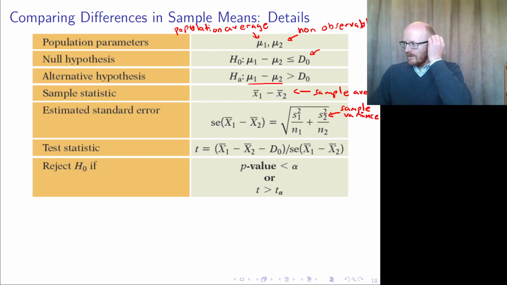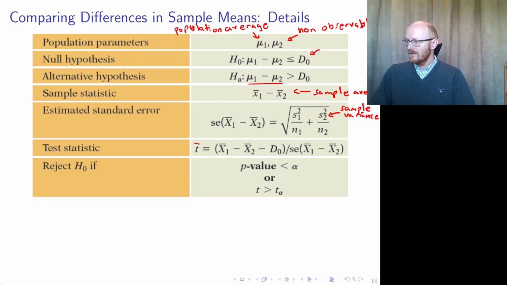Okay, so the sample variance, you can just calculate the sample variance for each group, and you divide them by their respective sample sizes, okay? You add them and take the square root. Then you get the standard error of the difference in mean. So this is observable, and this is observable.